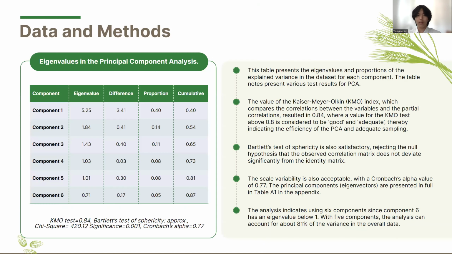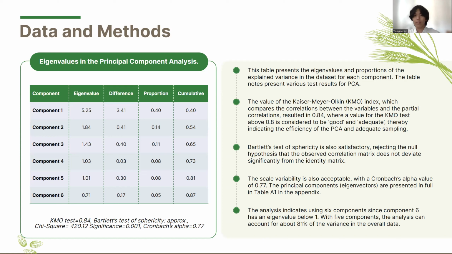So here's the table that represents the eigenvalues and proportions of explained variance in the dataset for each component, and the table notes present various test results for PCA. The value of the Kaiser-Meyer-Olkin index, which compares the correlations between the variables and partial correlations, resulted in 0.84, where a value for the KMO test above 0.8 is considered to be good and adequate, thereby indicating the efficiency of the PCA and adequate sampling.